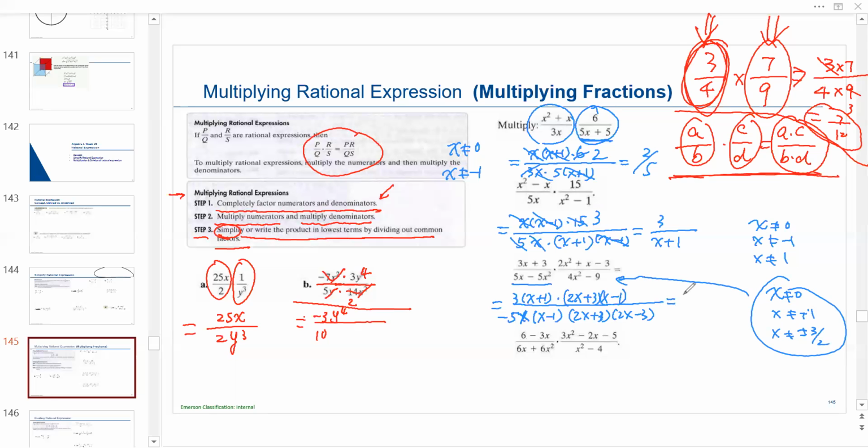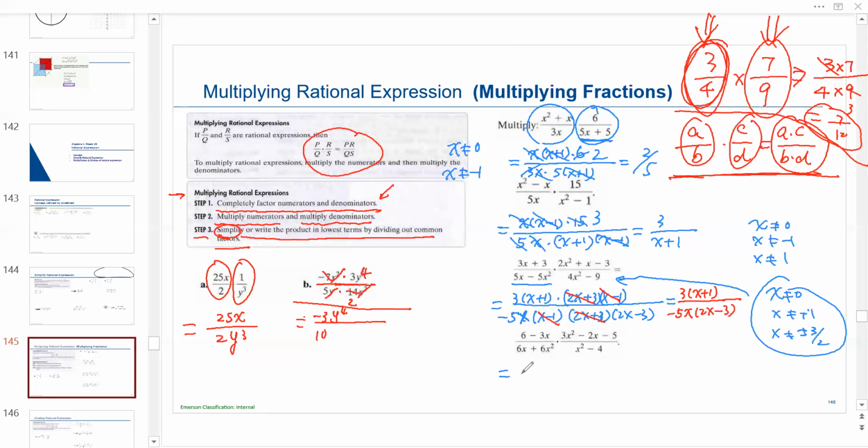So after that, what can we factor? 2x plus 3, 2x plus 3, x minus 1, x minus 1. Right? After that, nothing can be factored away. So we just copy the left part. It's 5x, -5x, and 2x plus 3, minus 3. Right?